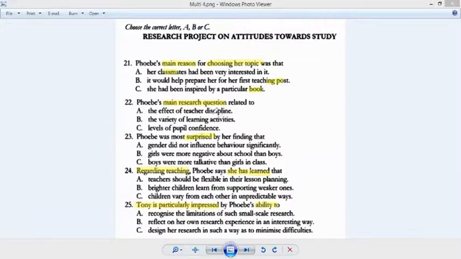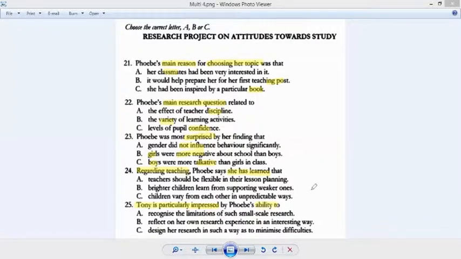22, teacher discipline, a variety of learning activities, and confidence, pupil confidence. 23, let's see, it's about boys and girls, so we have gender did not influence, so no effect. Right? Girls more negative than boys, and boys more talkative than girls.